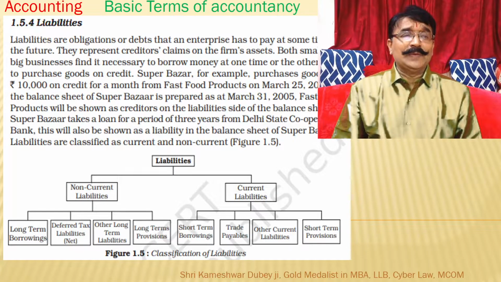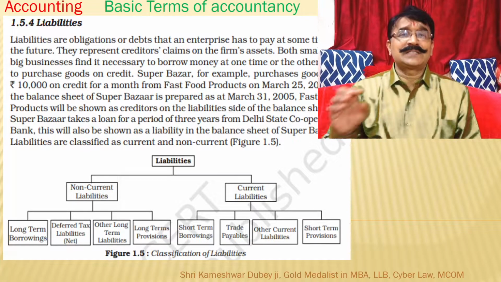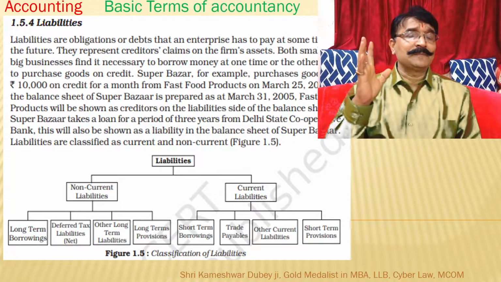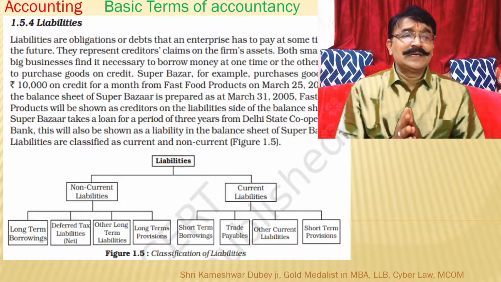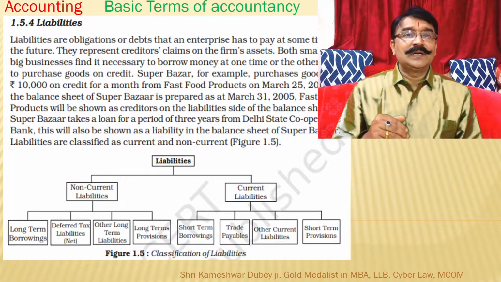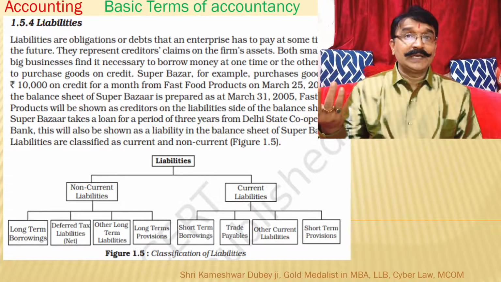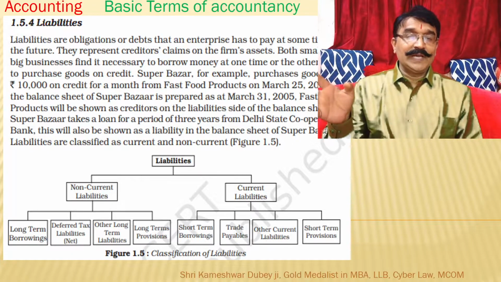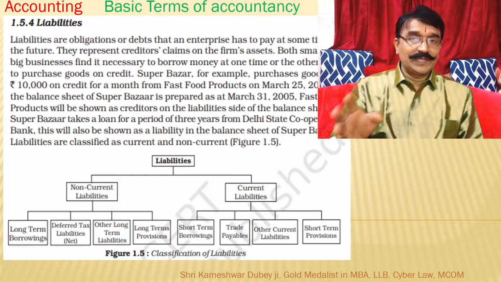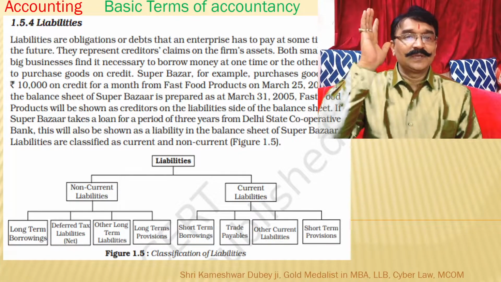Then comes liability. Liabilities are obligations or debts that an enterprise has to pay at some time in the future. Liability means some obligation or debt to another party. Some other party has paid something, or has given some services or goods on credit. So today or tomorrow they have to be paid. Whether paying today or tomorrow, that comes under the transaction.